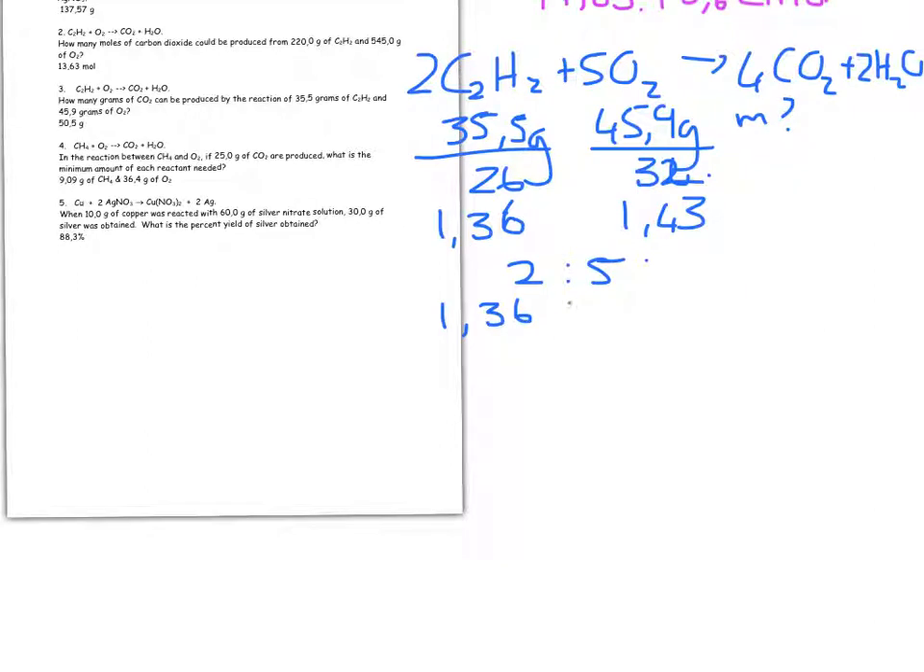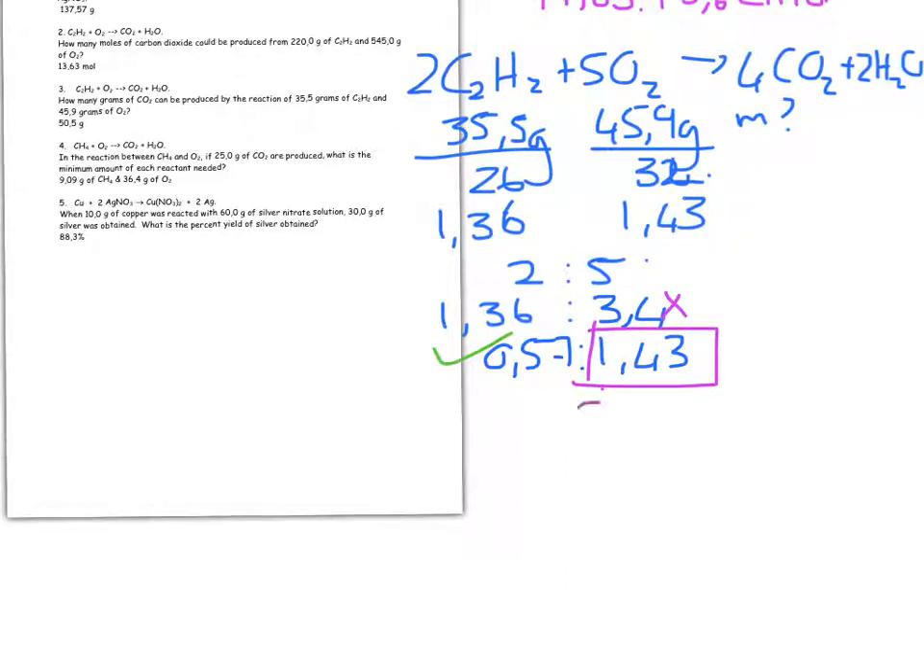I go 1,36, and what do I need to do? Divide by 2, times by 5, and I get 3,4. Well, 3,4 is far more than 1,43, so that's not going to work out at all. Try the other way around. I go 1,43, divide by 5, times by 2 and end up with 0,57. That seems perfectly possible. So now I am going to use this as my limiting reagent.